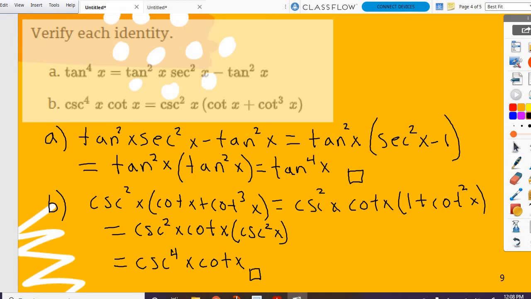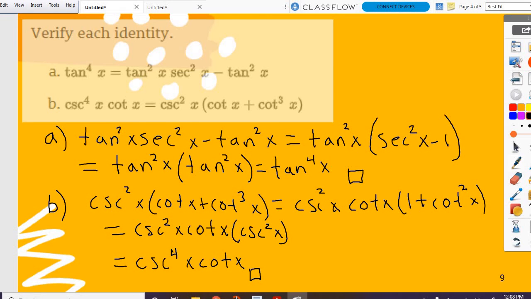Questions on that? Wait, why did we stop at cosecant to the fourth times cotangent? That's what my left-hand side is. So I've gotten it to be what I wanted it to be, so I know that I'm done. Okay, yeah.